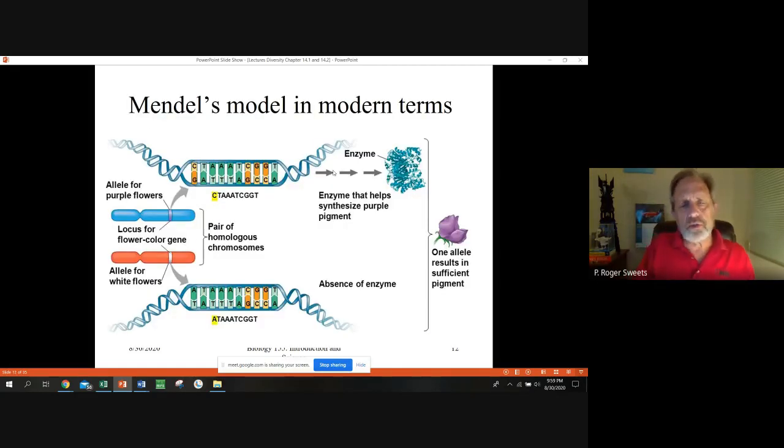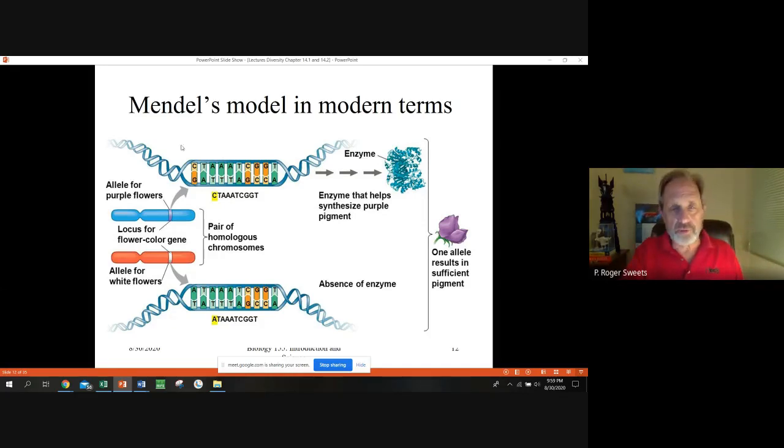In modern terms, we would say that, if you think back on what Dr. Stemke had talked about, there would be, for instance, an allele for purple flowers and an allele for white flowers. One would come from mom, one would come from dad, or the other way around. They would be combined together in some DNA, and then, of course, it would produce an enzyme. Now, of course, it could be you have two copies of DNA, as you see here.